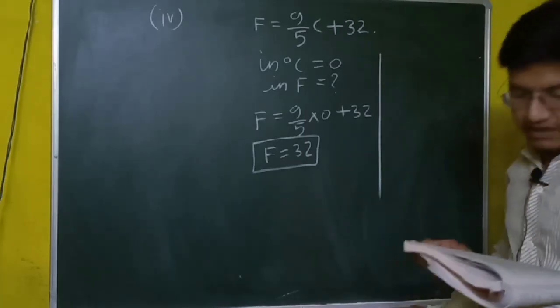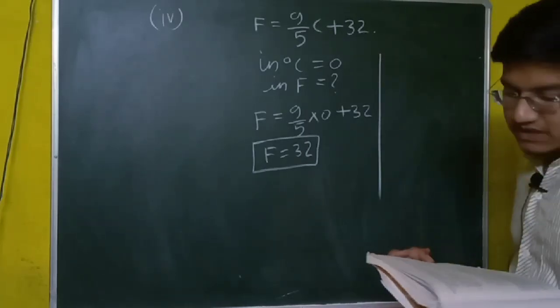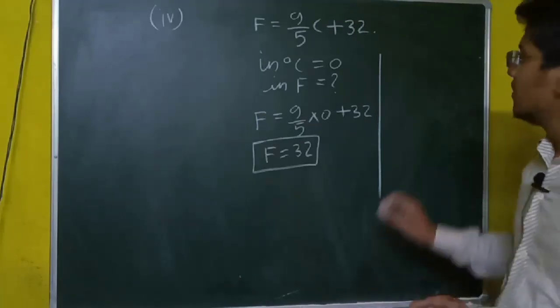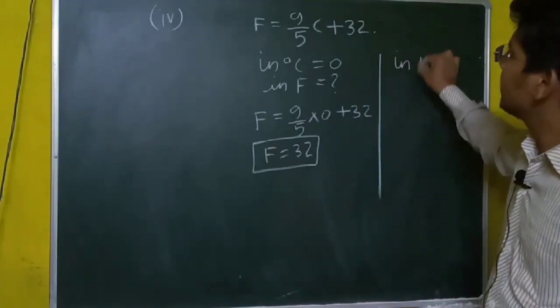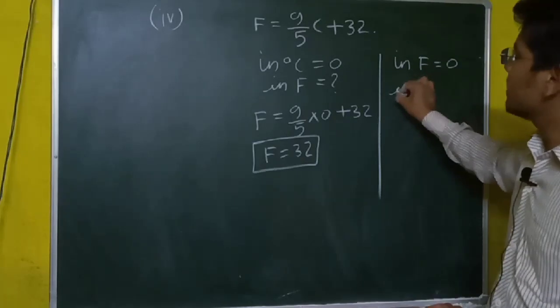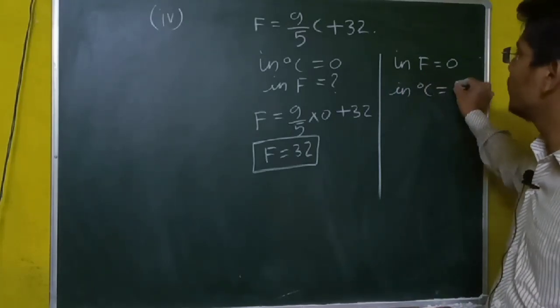Now the second part of this question. If the temperature in Fahrenheit is 0 degrees, so in Fahrenheit they are giving us 0. So we have to find it in Celsius.